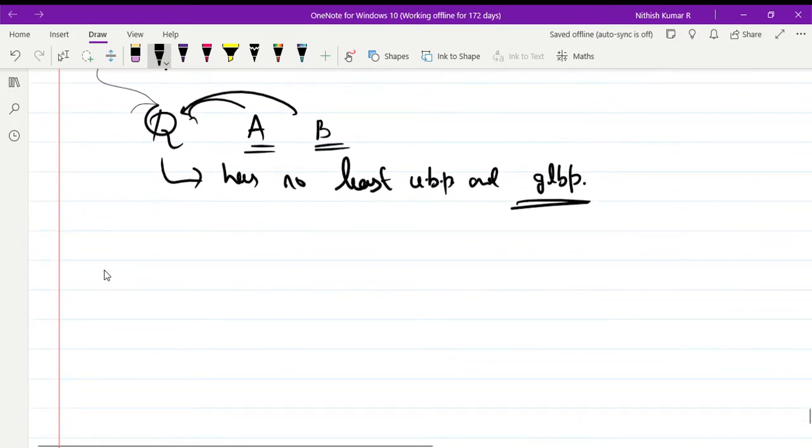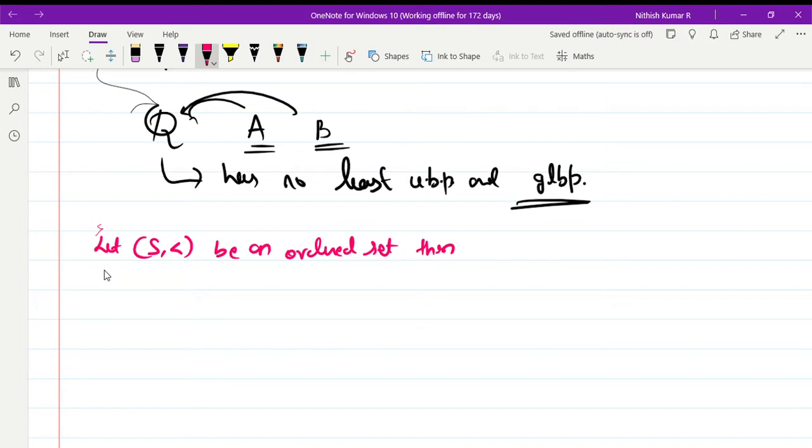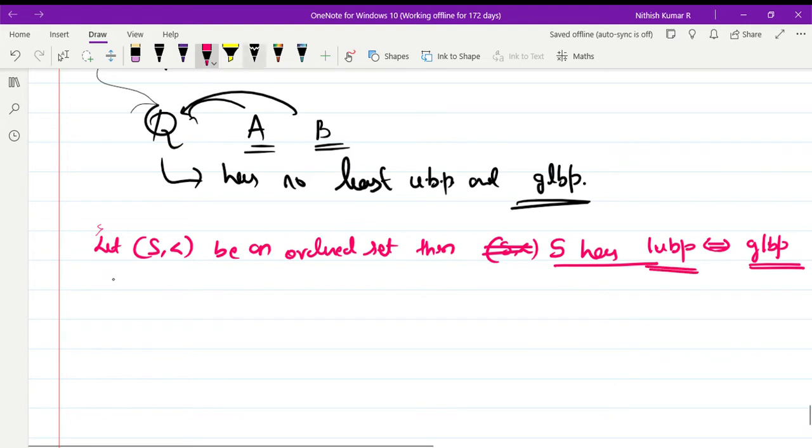Okay, now we shall see one useful and very nice result in this section. Let S, less than, be an ordered set. Then S has the least upper bound property if and only if it has the greatest lower bound property. That is, if S has the least upper bound property, then it always has the greatest lower bound property, and in other words, if it has the greatest lower bound property, then it has the least upper bound property. That's an if and only if condition. Now we shall see the proof of this result.